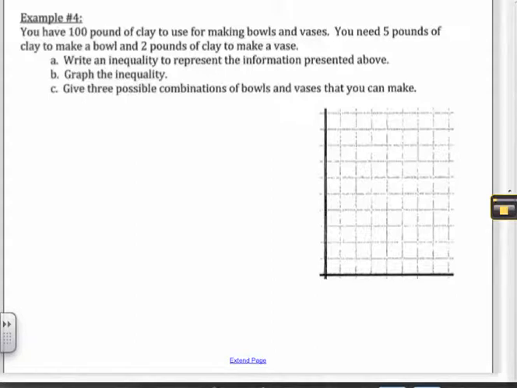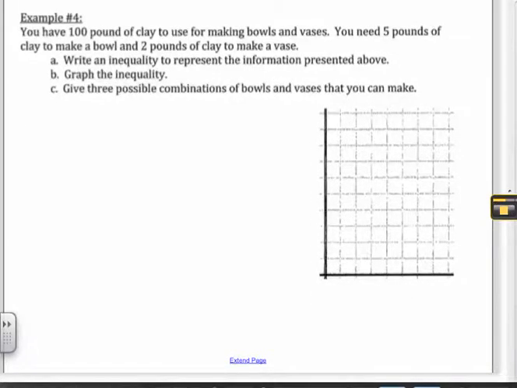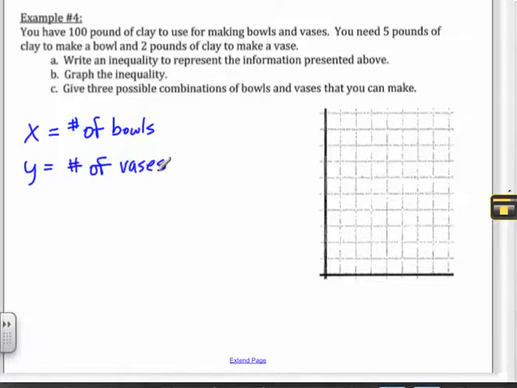All right, Fritz? Okay. Now, example number 4 says you have 100 pounds of clay to use for making bowls and vases. You need 5 pounds of clay to make each bowl and 2 pounds of clay to make each vase. I'm going to let x equal the number of bowls, how many bowls we're going to make. I'm going to let y equal the number of vases.